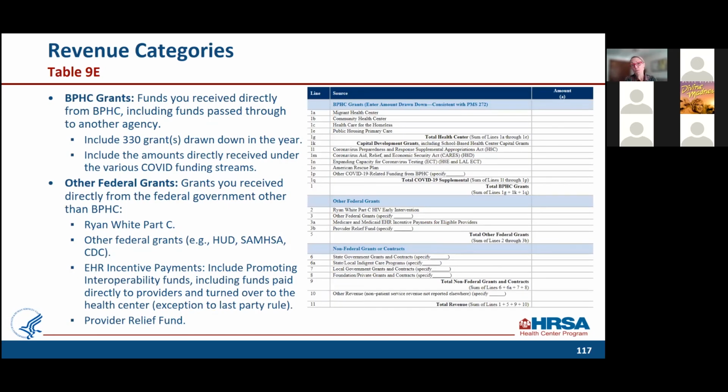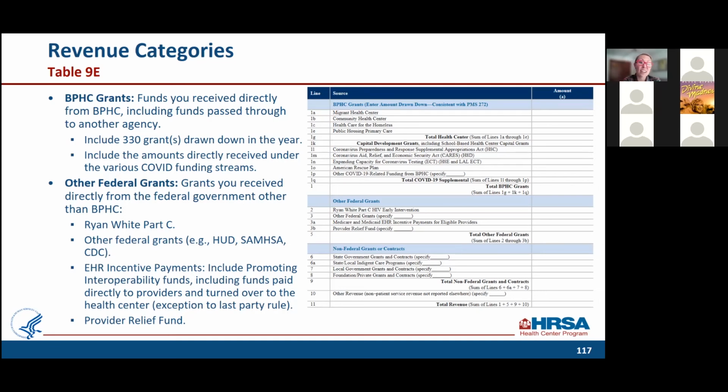In the first section of table 9E, lines 1A through 1K, you'll report the total amount you drew down from grants you received from the Bureau of Primary Health Care. This includes any supplemental funds that are part of your grant that you drew down during 2021, though it does not include COVID funds or the American Rescue Plan funds.